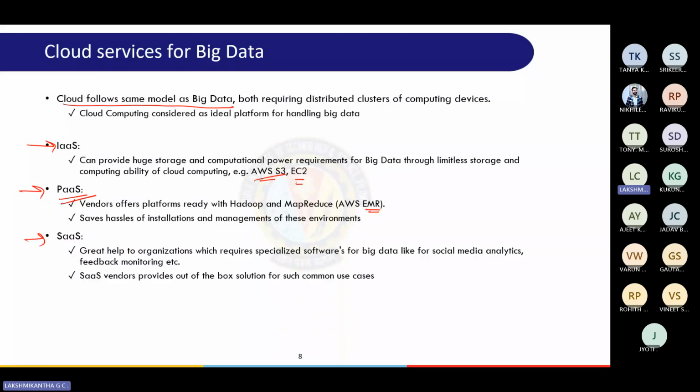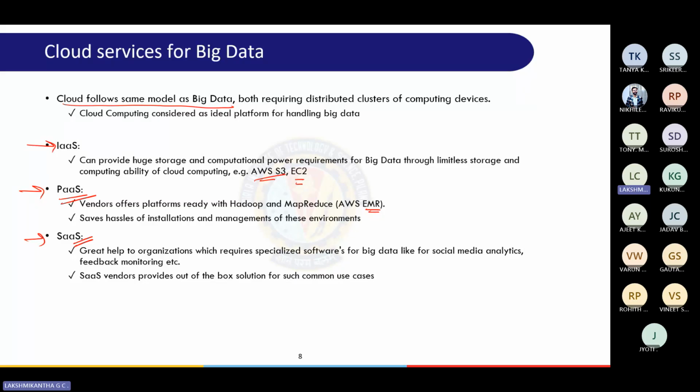And what is the last one? Software as a service, right? So this is the end user application layer. The vendor provides out-of-the-box solutions here. So with respect to big data, what is the benefit? Guys, this is great for organizations that need specialized common software for big data without building it from scratch.